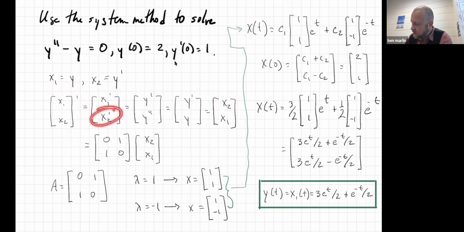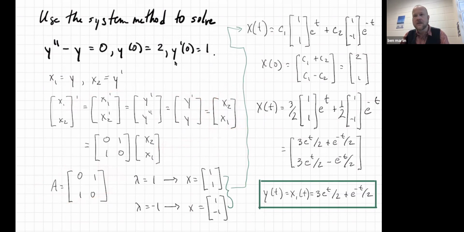Whereas x2 prime is really y double prime, but y double prime turns out to be equal to y, and that's x1. So that being the derivative of x1, x2, means that we can unwrap it into the matrix 0, 1, 1, 0 times the x2, x1. Now that matrix is our A. And now we'll apply the methods that we know how to do already, okay?